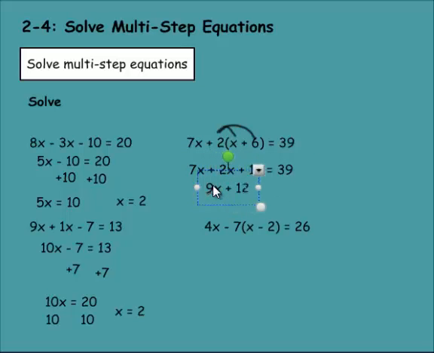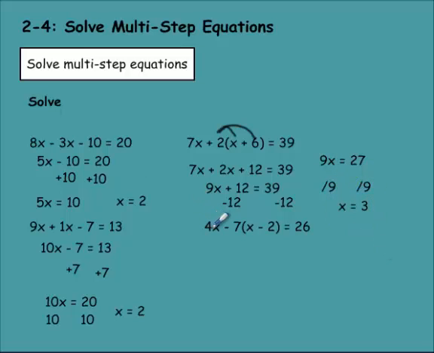So 9x plus 12 equals 39. Subtract the 12 from both sides. That would give me 9x equals 39 minus 12, 27. Divide both sides by 9. And that would give me x equals positive 3.